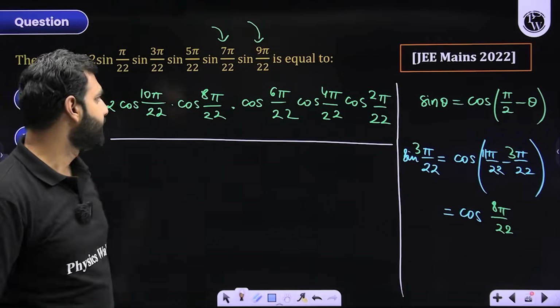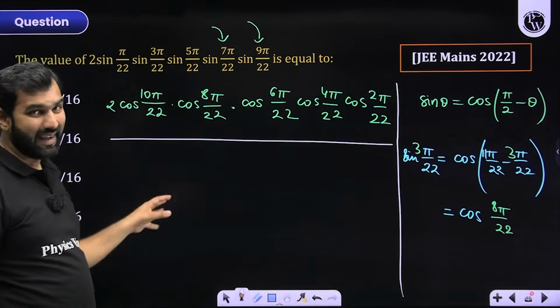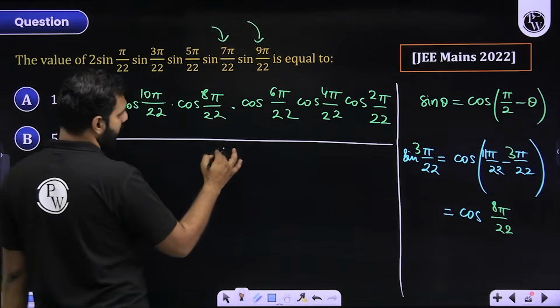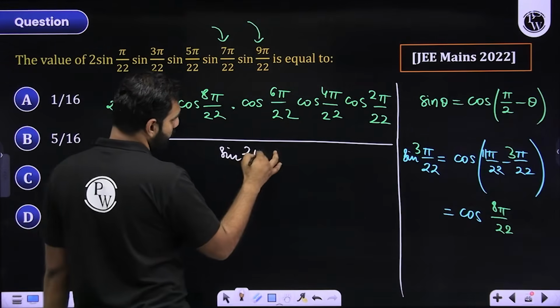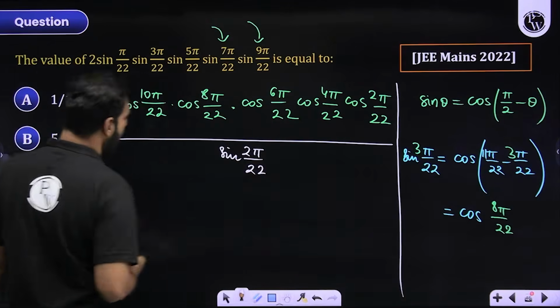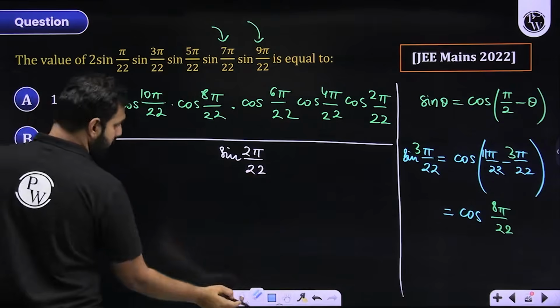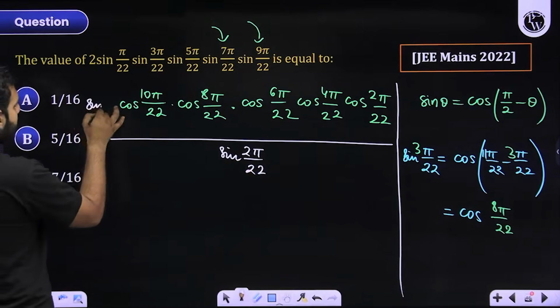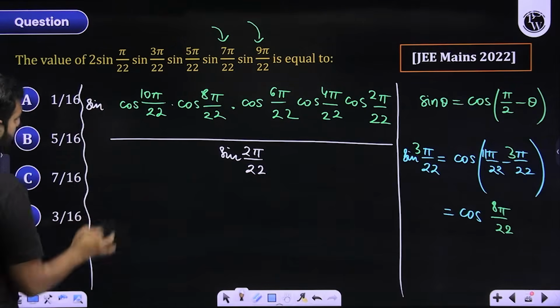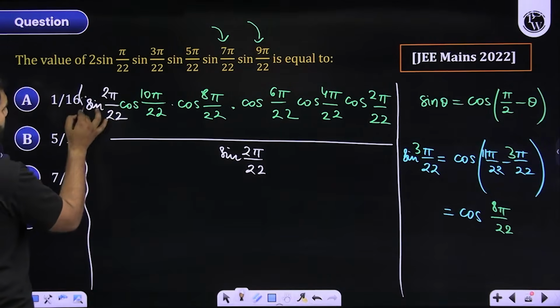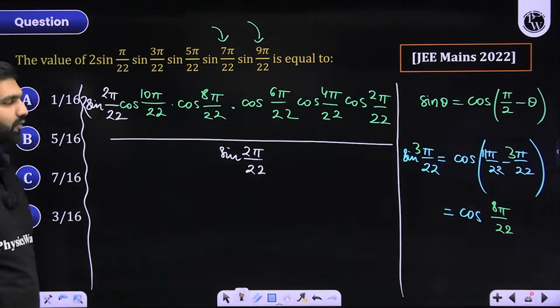So now I am multiplying and dividing it by sine 2 pi by 22. So I have sine 2 pi by 22 in the denominator. This 2 I'll write later. So here also I'm having sine 2 pi by 22. These options are there, don't worry about them. And this 2 was also there, so I'm writing this 2 here. I hope you don't get confused with that.